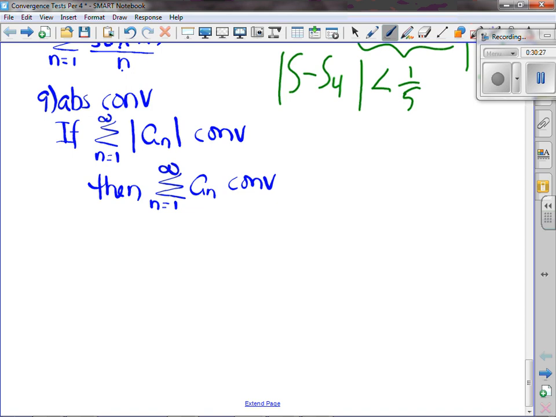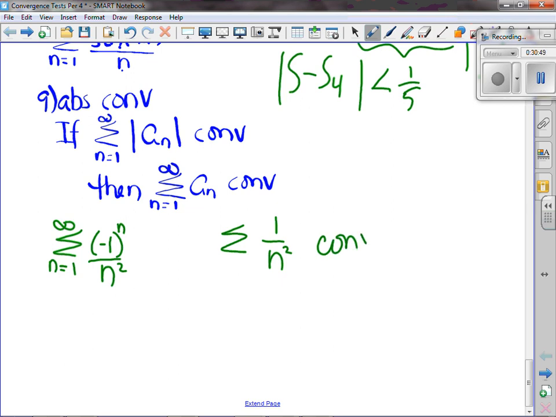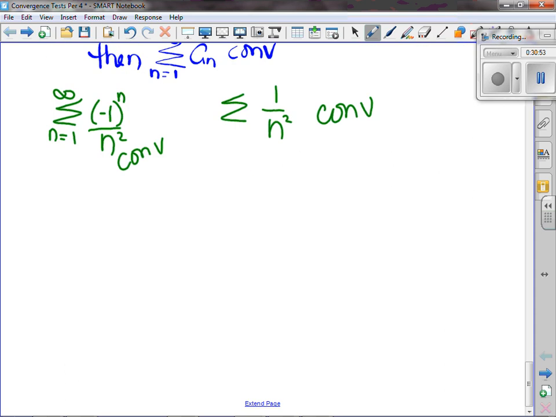So if I have an example of this, let's do the summation of negative 1 to the n over n squared, n is equal to 1 to infinity. So if I want to see if that's absolutely convergent, I'll get rid of that negative 1 to the n, and I get 1 over n squared. Does this converge? Therefore, this converges. But I already knew that because it's an alternating series. But what if I tried this one?